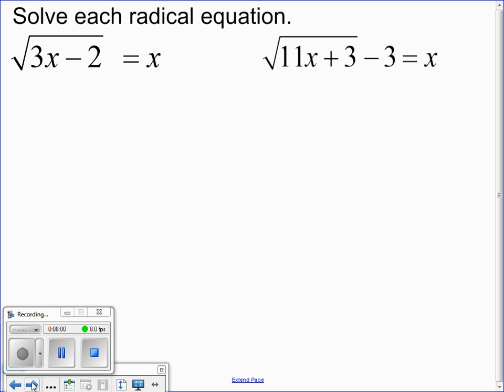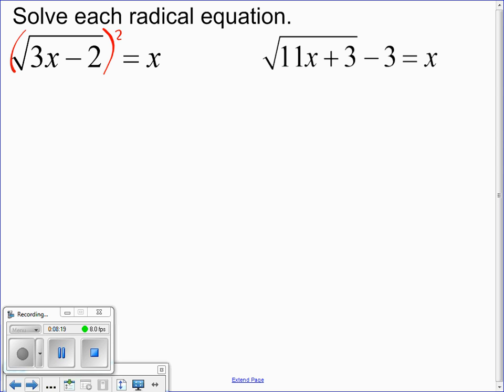All right. Why are these different than the last ones? Good. Before, I only had just a number on the other side. Now we're looking, there's an x. But my goal is still to get the radical by itself. So on this first one, it already is.